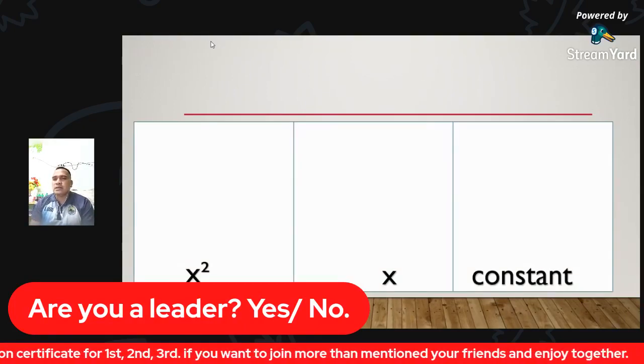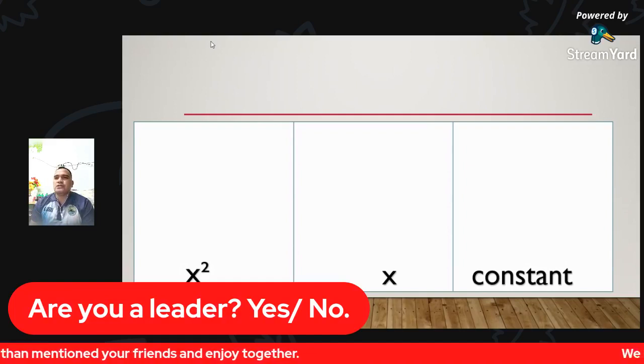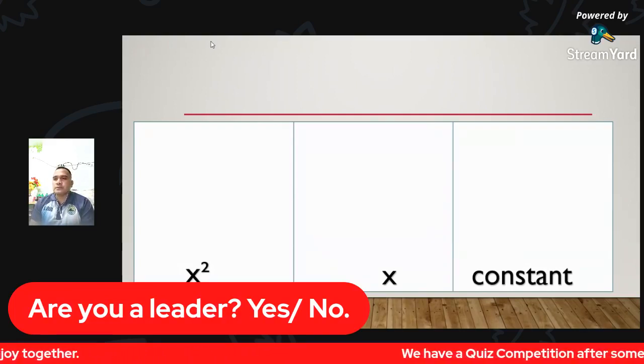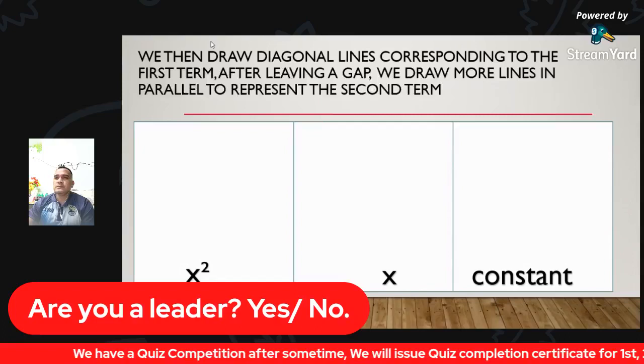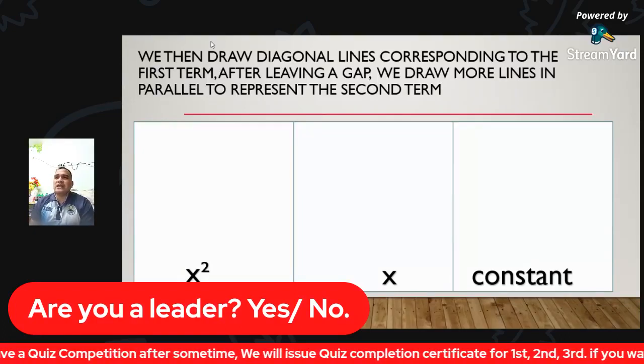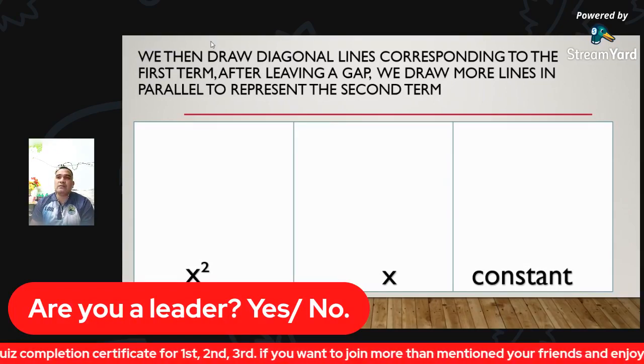So in this presentation, I will use three boxes or three regions. Why three regions? Because the answer will be x squared, x, and the constant. So we then draw diagonal lines corresponding to the first term. After leaving a gap, we draw more lines in parallel to represent the second term.